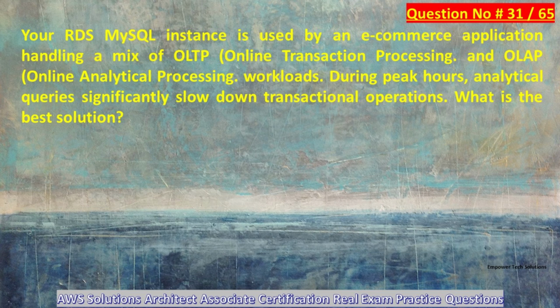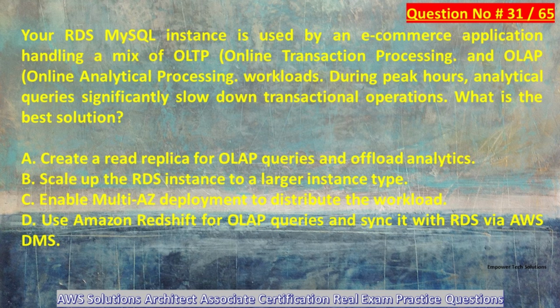Your RDS MySQL instance is used by an e-commerce application handling a mix of OLTP, online transaction processing, and OLAP, online analytical processing, workloads. During peak hours, analytical queries significantly slow down transactional operations. What is the best solution? A. Create a read replica for OLAP queries and offload analytics. B. Scale up the RDS instance to a larger instance type. C. Enable multi-AZ deployment to distribute the workload. D. Use Amazon Redshift for OLAP queries and sync it with RDS via AWS DMS.